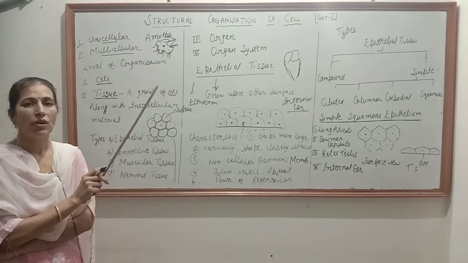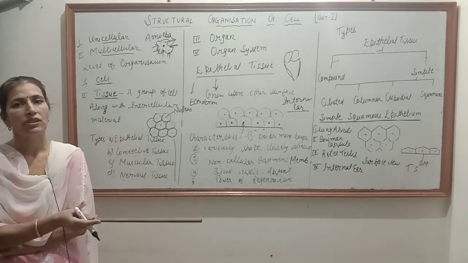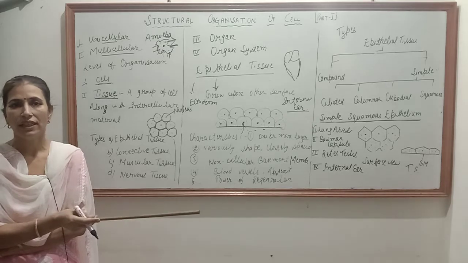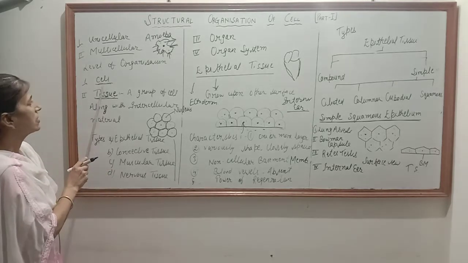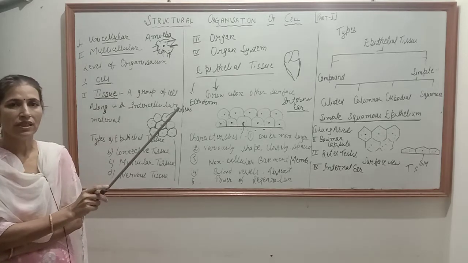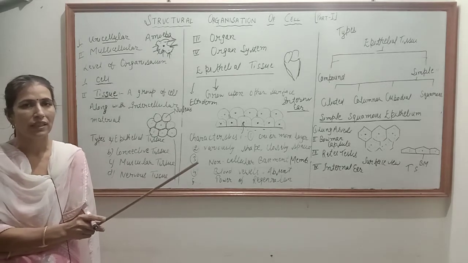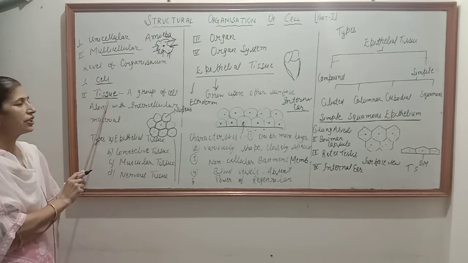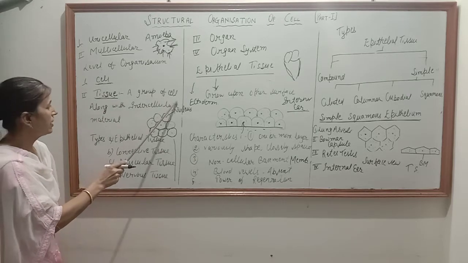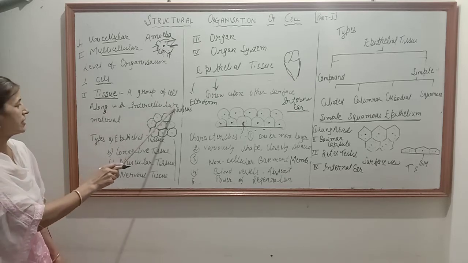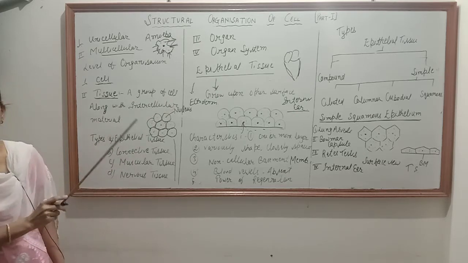Next, we will talk about the levels of organization in higher animals. Basically, there are four levels of organization. Lowermost is the cell, which is the structural and functional unit of life. Secondly, it is the tissue. So now what is the tissue? A group of cells along with intercellular material is known as the tissue.